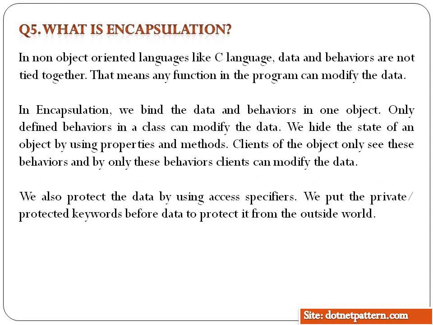Question 5. What is encapsulation? In non-object-oriented languages like C language, data and behaviors are not tied together. That means any function in the program can modify the data. In encapsulation, we bind the data and behaviors in one object. Only defined behaviors in a class can modify the data. We hide the state of an object by using properties and methods. Clients of the object only see these behaviors and only by these behaviors clients can modify the data. We also protect the data by using access specifiers. We put the private or protected keywords before data to protect it from the outside world.